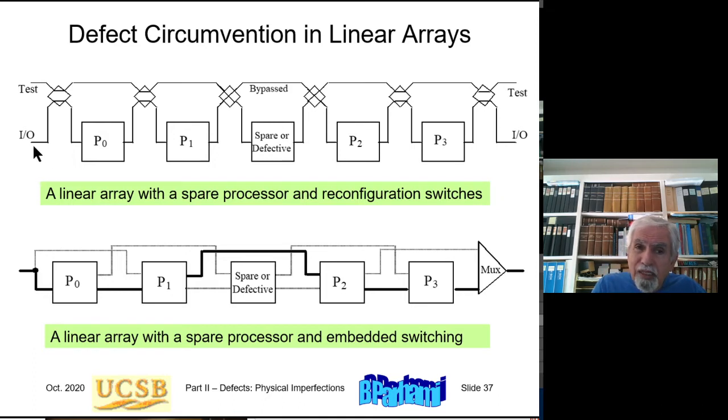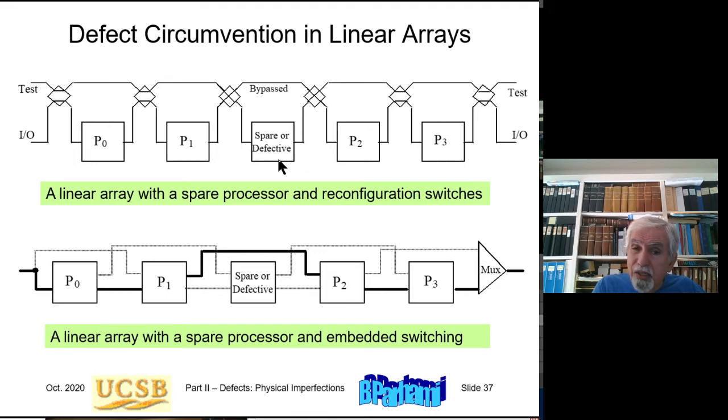Well, this array is a linear array from input to output. So connections are made through these switches. So this is the first cell in the array, the second in the array. The next cell is bypassed by putting these two switches in the cross state. This now is the third cell in the array, and the fourth, and out. Okay, so by appropriately setting the states of these switches, I'm able to bypass one unit.